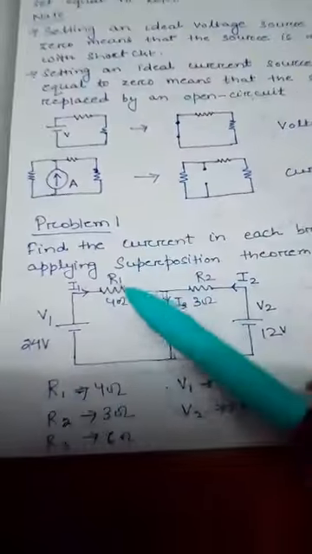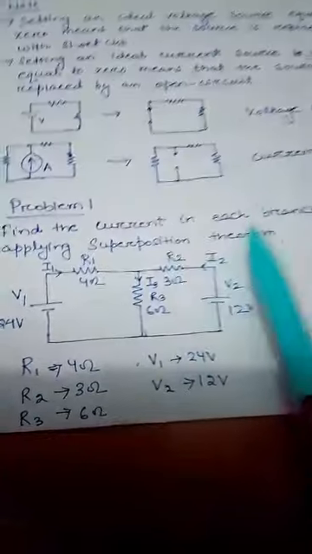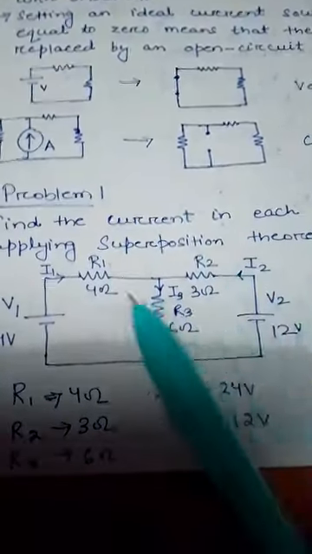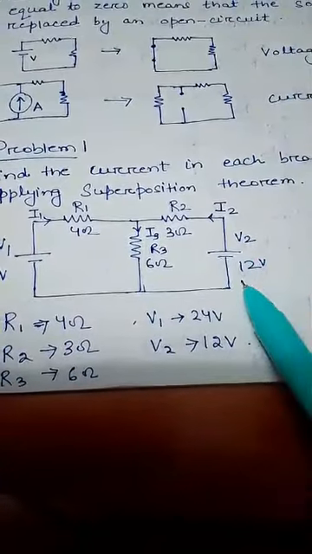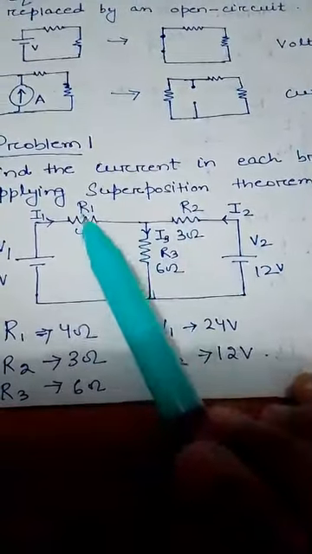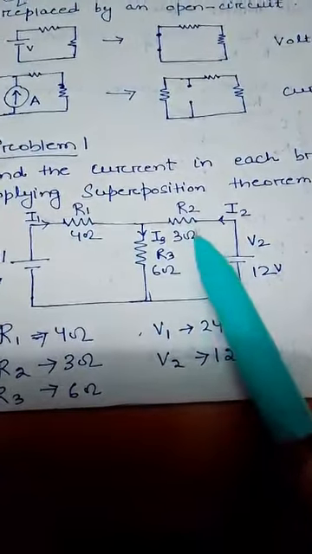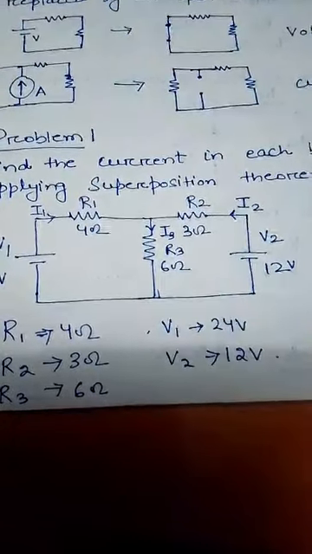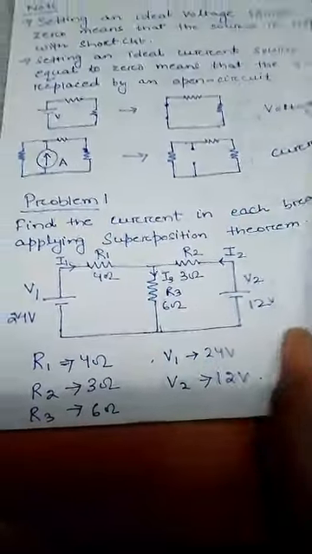We will see one problem. Here this is the problem: find the current in each branch by applying the superposition theorem. The circuit consists of two voltage sources, V1 at 24 volt and V2 at 12 volt, and three passive resistances, R1 of 4 ohm, R2 of 3 ohm and R3 of 6 ohm. We will find the current in each branch using the superposition theorem.